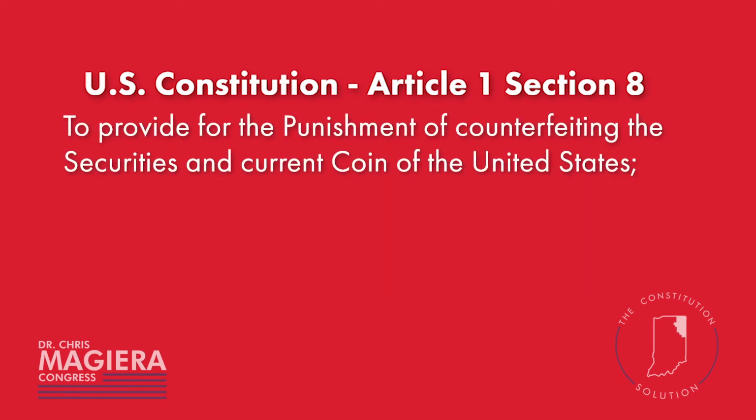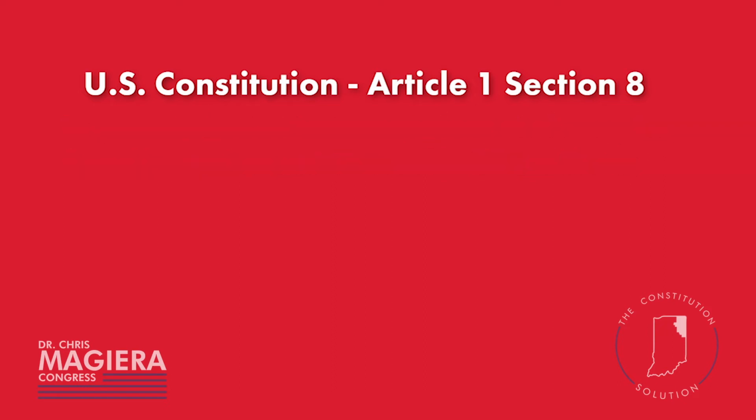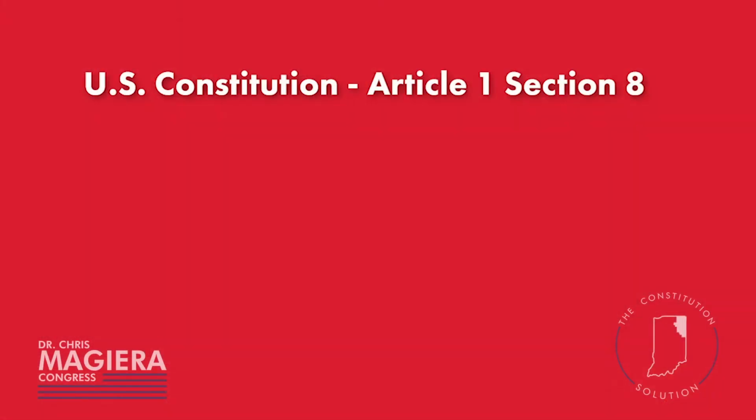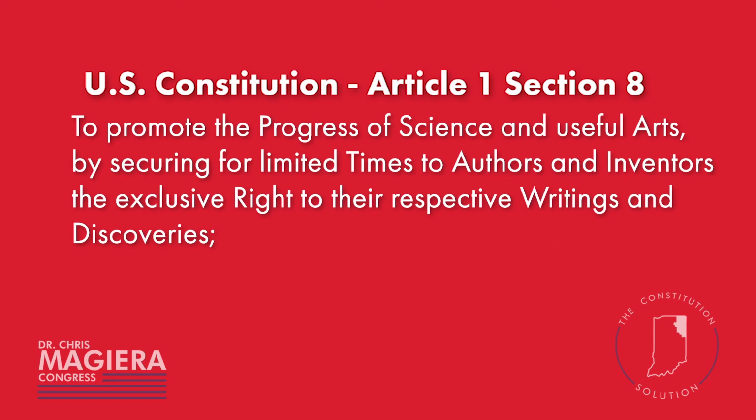Number 6, to provide for the punishment of counterfeiting the securities and current coin of the United States. Number 7, to establish post offices and post roads. Well, that doesn't mean all roads. That means post offices and post roads. And post roads were very well defined at the time of the founding. Number 8, to promote the progress of science and useful arts by securing for limited times to authors and inventors the exclusive right to their respective writings and discoveries.